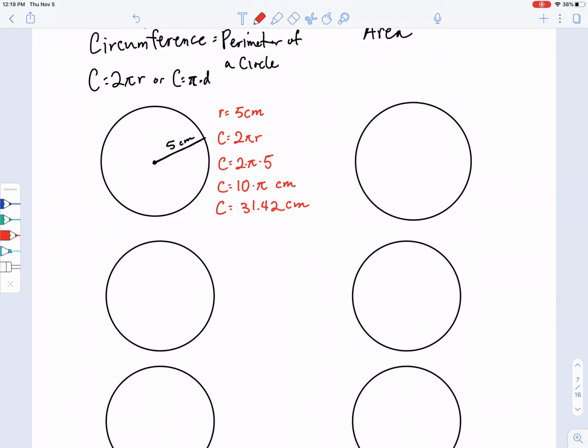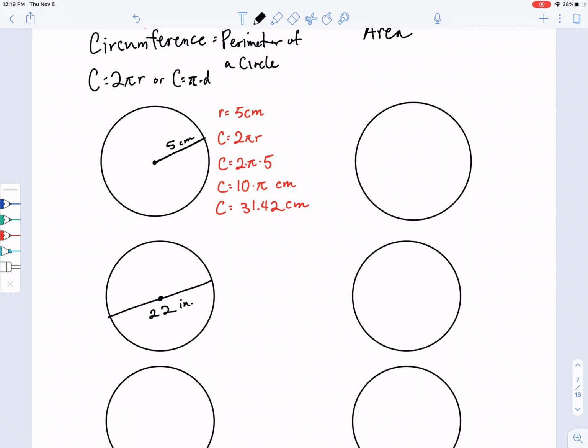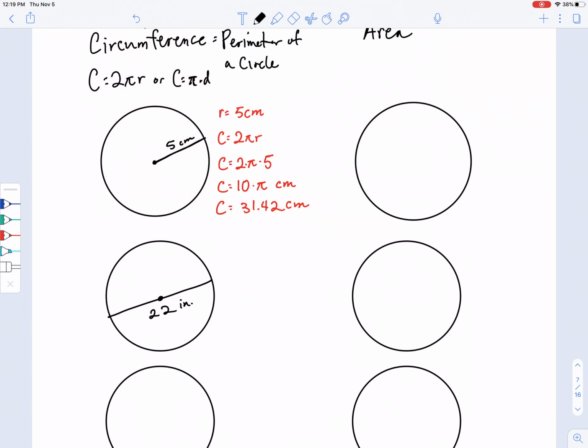So let's see if we have a diameter. Let's see how that's different. Let's say I have a diameter, and the diameter is 22 inches. Now there's a couple ways you can do this. You can either find the radius from the diameter, or we can just use the diameter itself. Since we know that the circumference is diameter times pi, I'm just going to use diameter. Okay. So the diameter here is 22 inches, and circumference equals pi times my diameter. So circumference equals pi times 22.